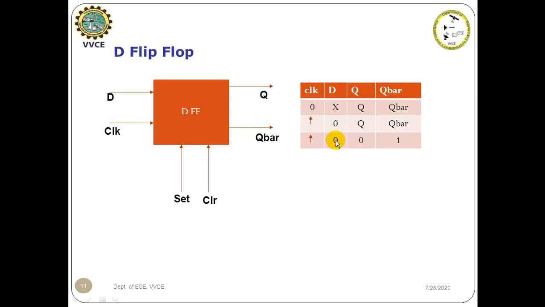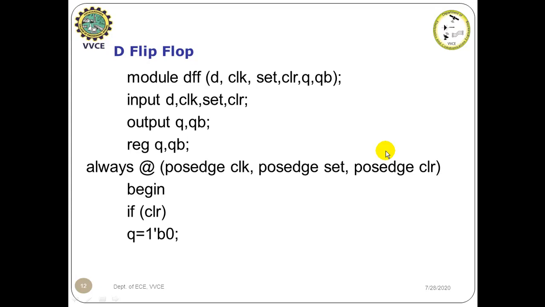Again, I am changing the condition. If D is 1, Q is 1 and Q bar is 0. Okay, this is the Verilog code for the D flip-flop. Again, D, clock, set and clear are my inputs to the system. Therefore, you have to declare those variables as input ports. Q and QB are the outputs of my system. I am storing them in a register and also declaring them as output ports.